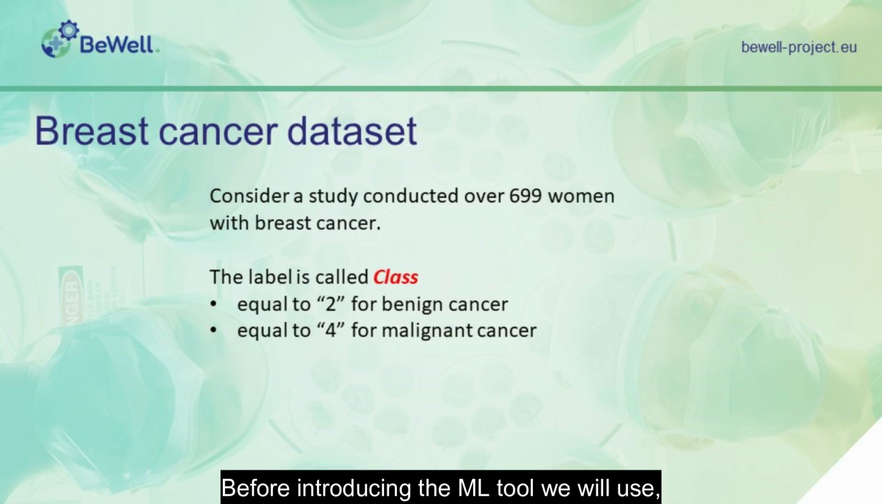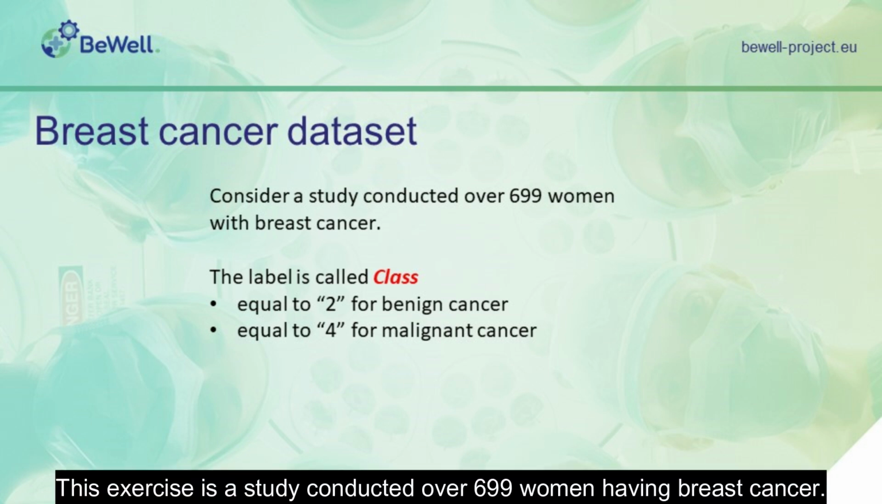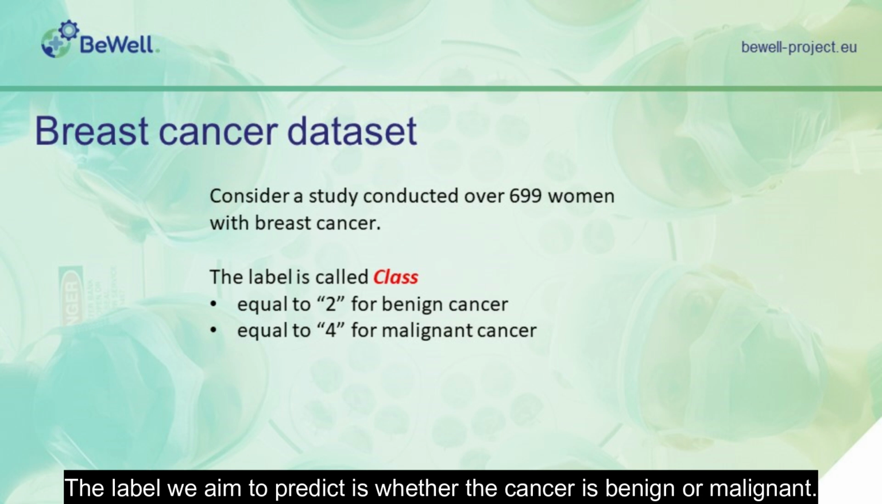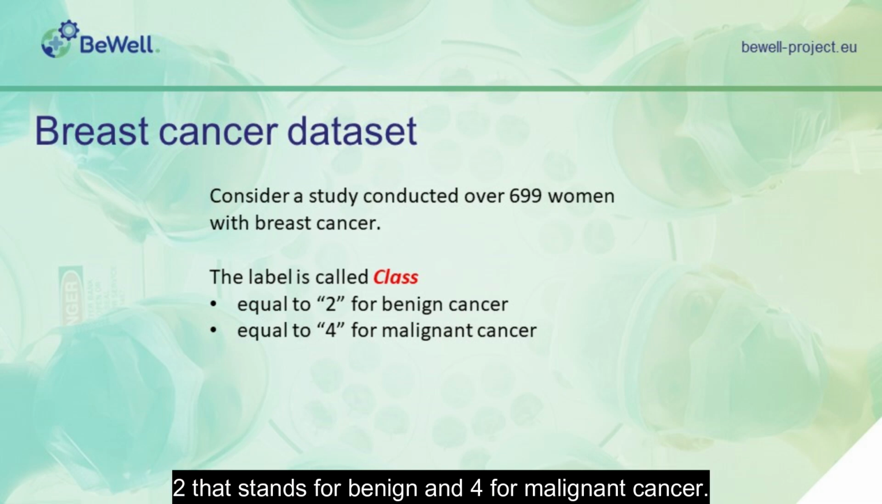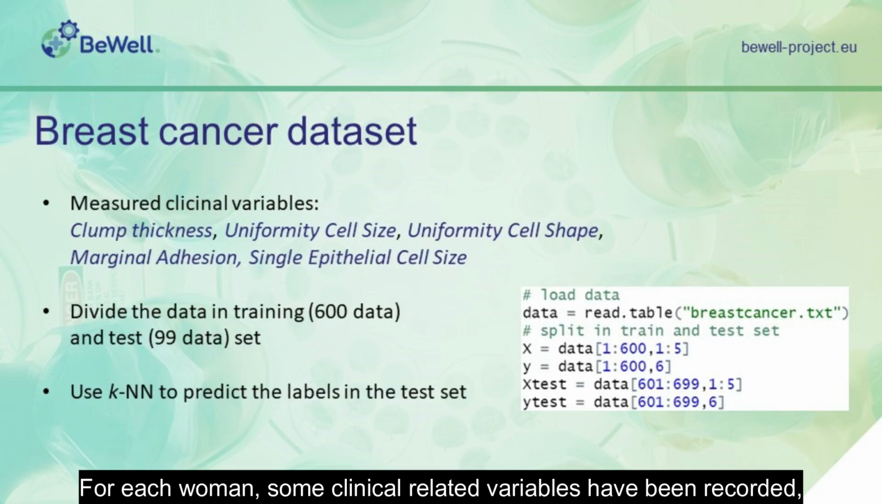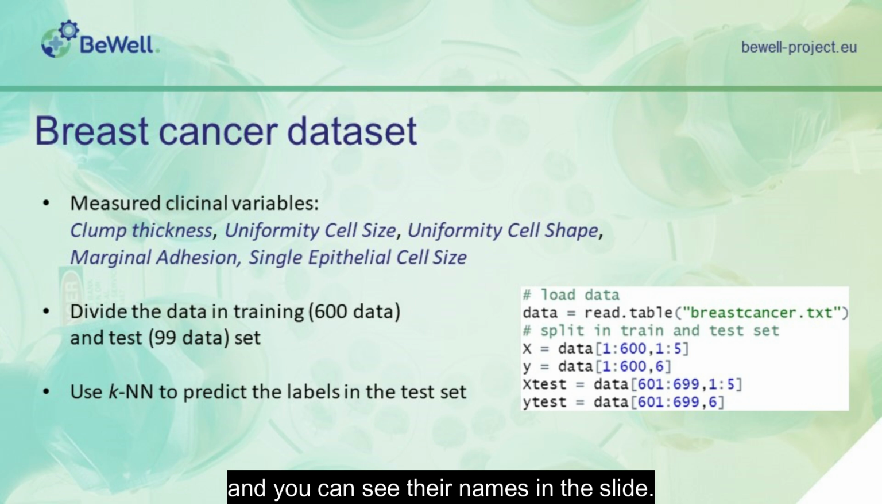Before introducing the ML tool we will use, let's provide a more concrete example. This exercise is a study conducted over 699 women having breast cancer. The label we aim to predict is whether the cancer is benign or malignant. The reference variable storing such information is named class, which takes 2 values, 2 that stands for benign and 4 for malignant cancer. For each woman, some clinical related variables have been recorded, and you can see their names in the slide. These will be our predictors.